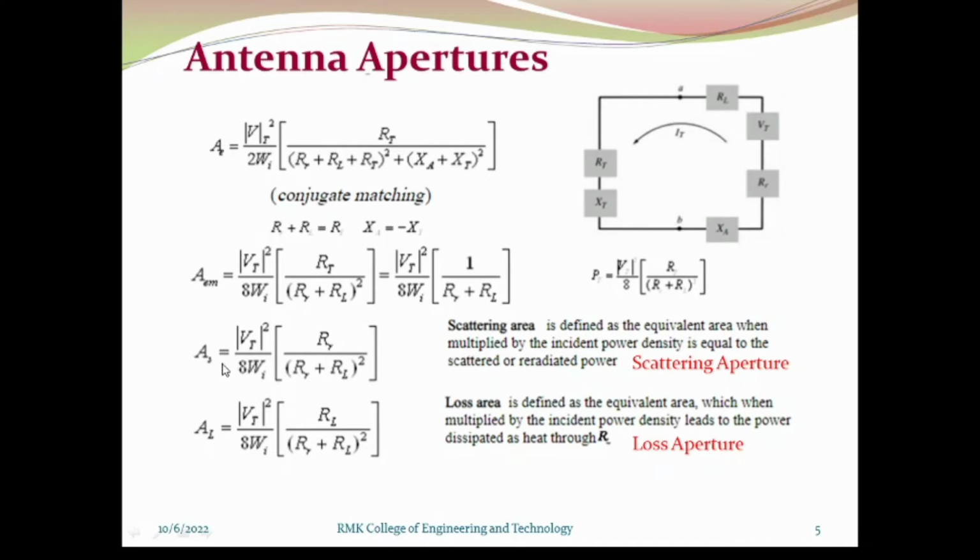The next equation is the scattering aperture equation, that is, modulus of Vt squared by 8 times Wi, the power density, multiplied with Rr by (Rr plus RL) whole squared. For this scattering aperture we calculate the radiation resistance of the antenna. For loss aperture we calculate the loss factor, that is, the loss resistance of the antenna. Loss resistance is due to dissipation of heat energy. The power is dissipated in the form of heat. While transmitting power, in any case there is a chance of dissipating heat, so we also consider that for calculating the receiving power.